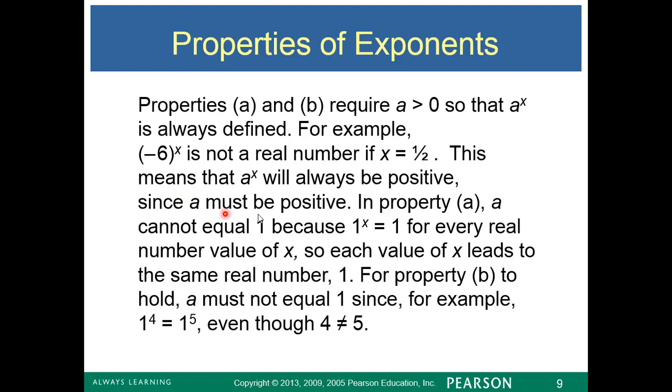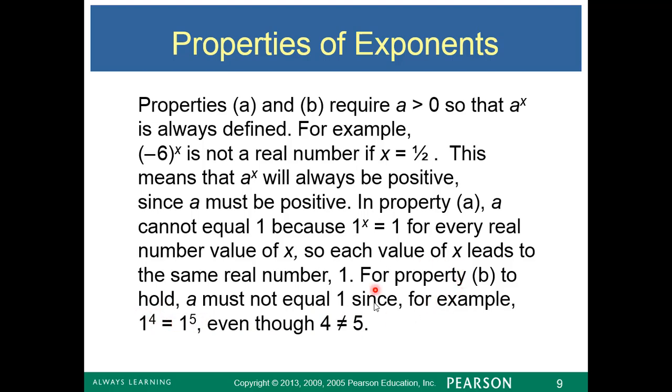Okay, since a must be positive, in property a cannot equal 1 because 1 to the x equals 1. Which means that we don't have an exponential curve, it's going to be 1 for every real number, and so it just leads to a constant function. For property b to hold, a must not equal 1 since, for example, 1 to the 4th equals 1 to the 5th. So even though 4 is not equal to 5, they're still the same.